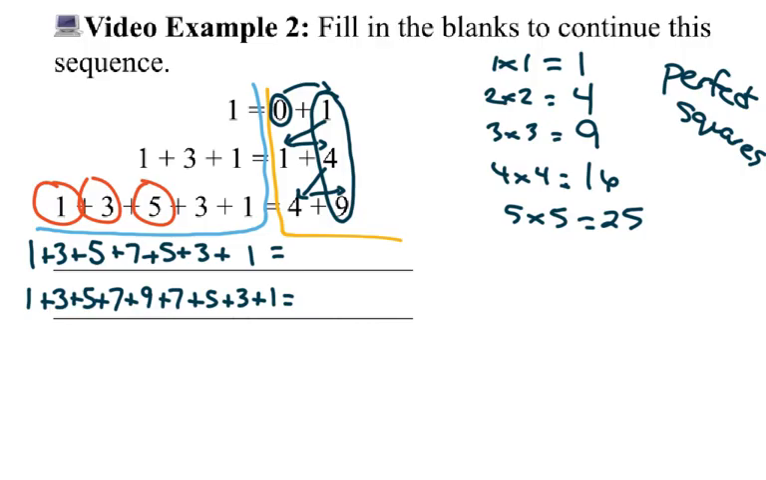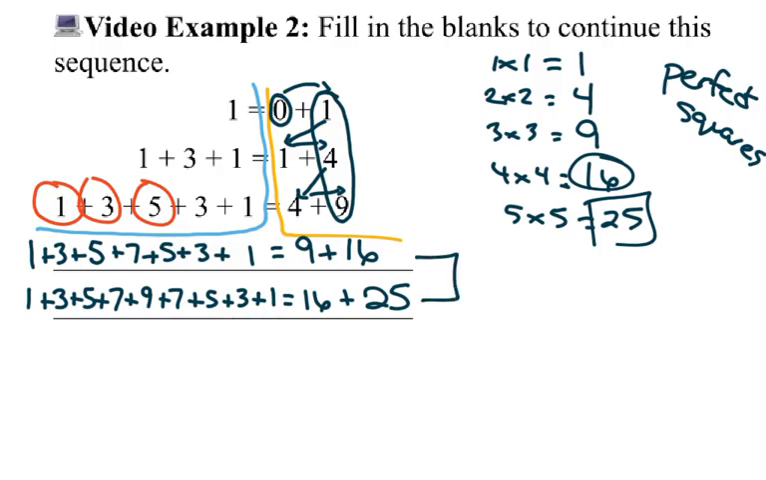So 0, 1, the 1 shifts down, we now have 4. 4 shifts down, and then we have 9. 9 shifts down, and then we have our new number, 16. 16 shifts down, and then we have our new number, 25. So let's then verify that these equations on these 2 lines are true according to the sequences and patterns that we've seen in the numbers above.